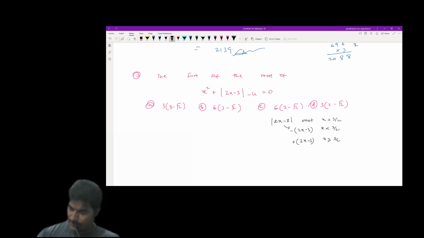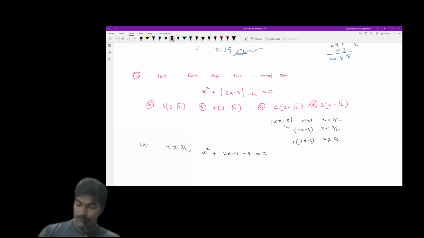First we will consider greater than or equal to 3 by 2. And then we can proceed to solve this equation. Let x be greater than or equal to 3 by 2. Then it will be x square, and it is positive in this case. Okay. We already discussed that modulus function nature.